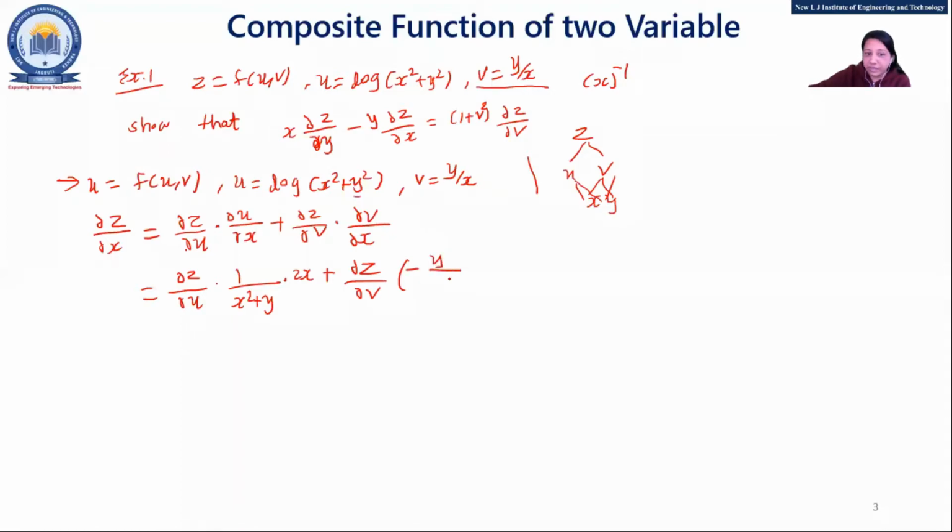You are making a mistake here. Make a practice of partial differentiation. So it is minus y by x square. Any doubt in this? Minus y by x square. Okay, now this is del z by del x.